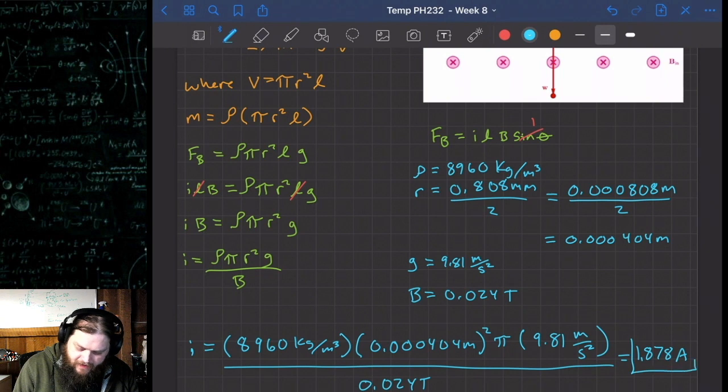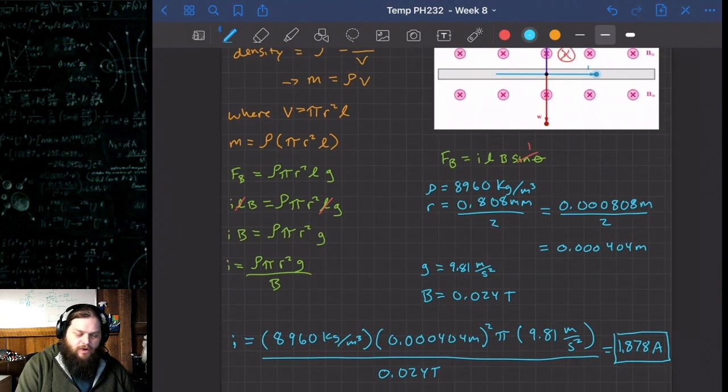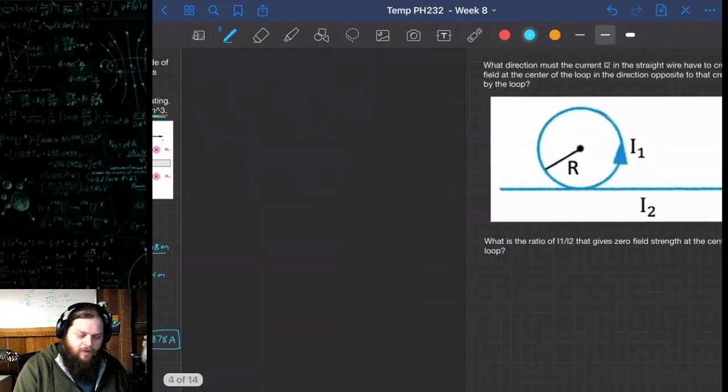So that is the magnitude of the current flowing through the wire. That's the amount of current we would need to flow through the wire to get that wire to levitate in the magnetic field. So we're having that magnetic force counteract the force of gravity going down, and we can actually get some levitation there, which is really cool. If you've ever taken two magnets and kind of put them on top of each other so you can balance it, it's a lot of fun to watch and play with. I like to play with magnets.